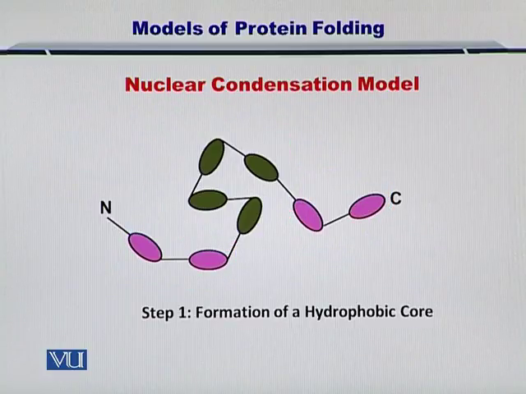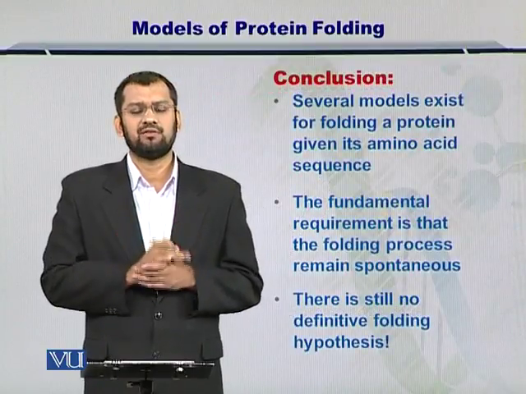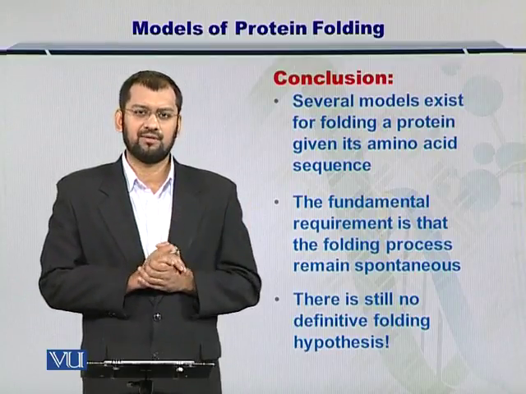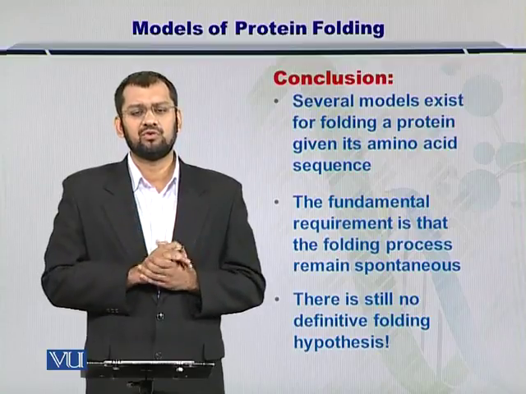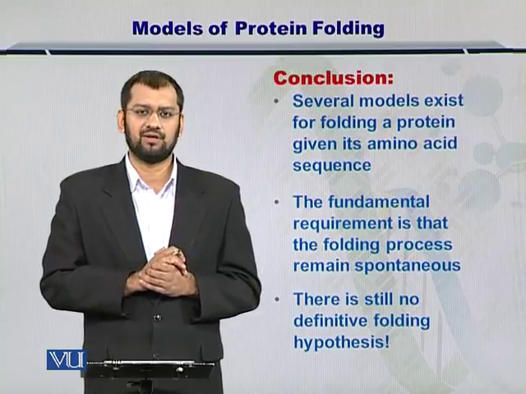Once you form the hydrophobic core, the next step is to wrap around the nucleus, and the remaining amino acids that were left and that were not hydrophobic actually fold on top of the hydrophobic core. This leads to an expansion of the nucleus and an increase in the protein's 3D structure size. So these two models are two approaches which predict how a protein can be folded. But we still do not have a definitive solution to how proteins are actually folded.